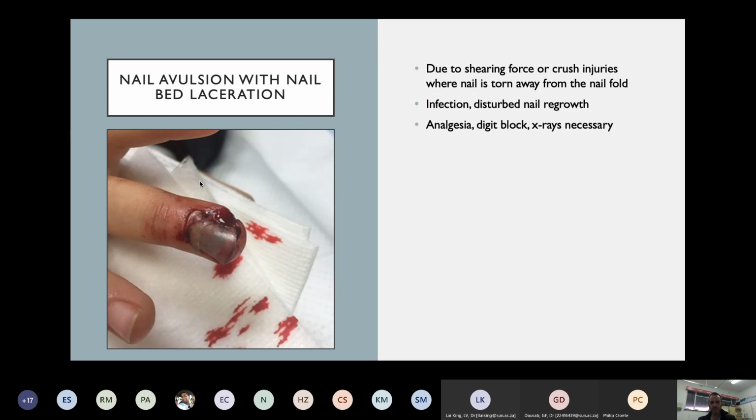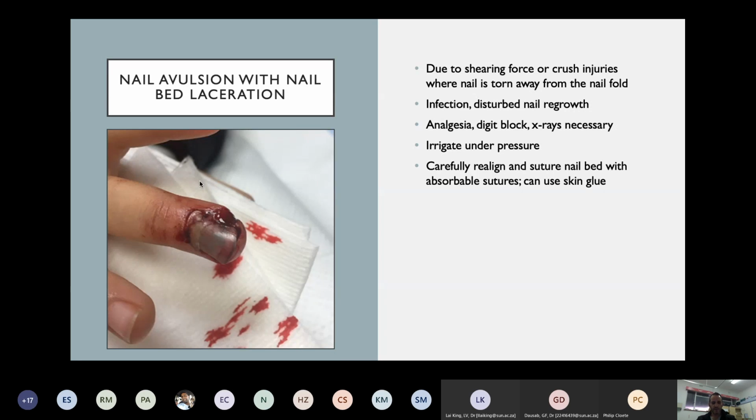So for these guys, analgesia, a simple digital nerve block, and X-rays are necessary. You need to irrigate these under pressure. It's not enough to just dip their fingers in a bowl of betadine, iodine. It's not enough to do that. You actually need to sit and irrigate their fingers under pressure. I'll show you a method to do that soon.